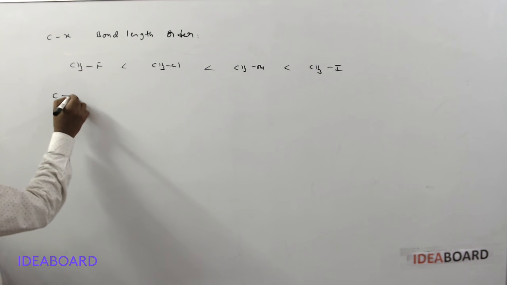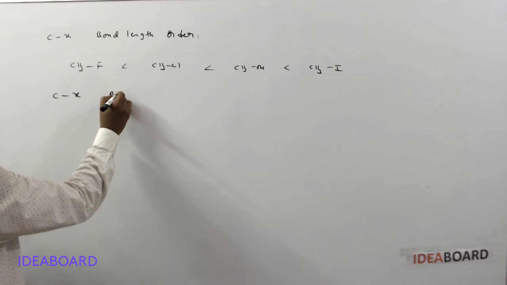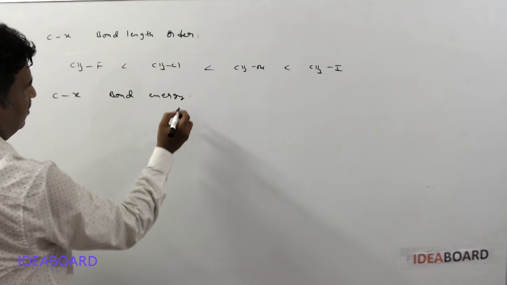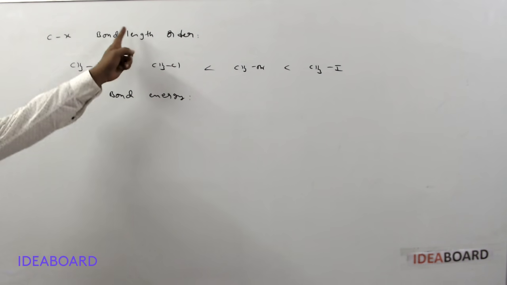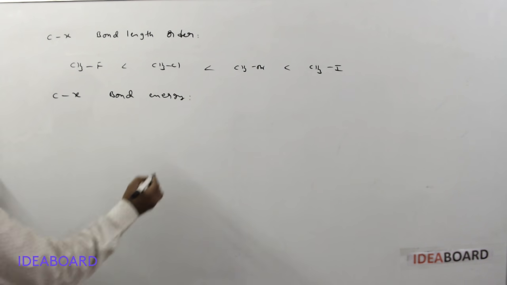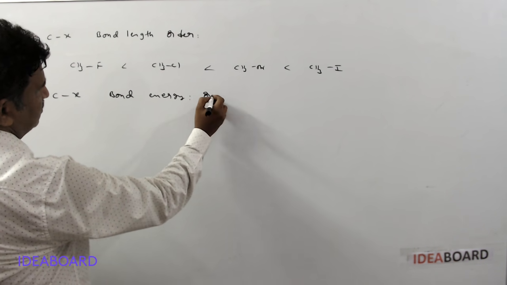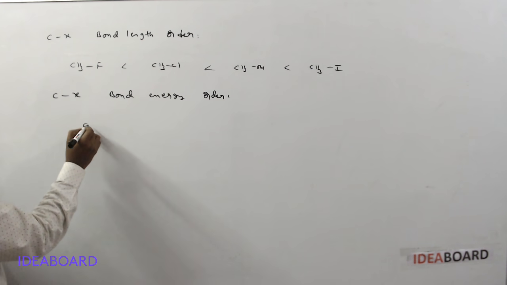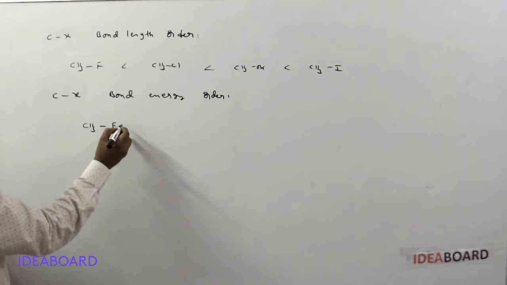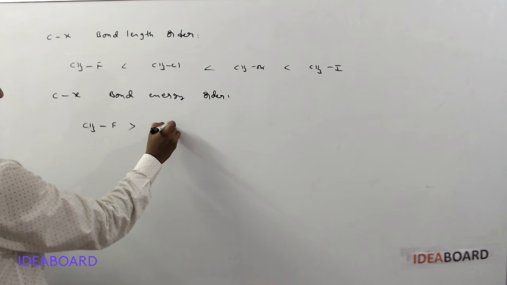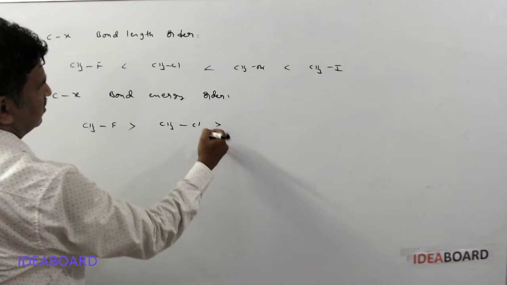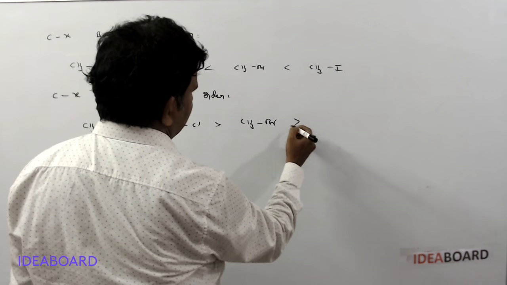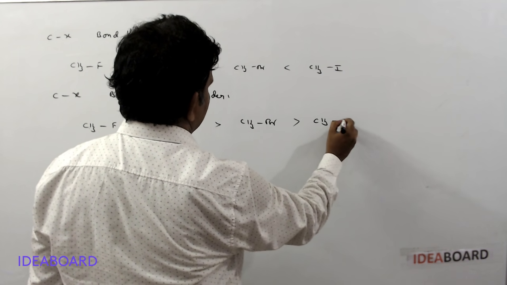Next, second point, CX bond energy values. As we already studied, bond length is inversely proportional to bond energy. The CX bond energy order is: CH3F greater than CH3Cl greater than CH3Br greater than CH3I.